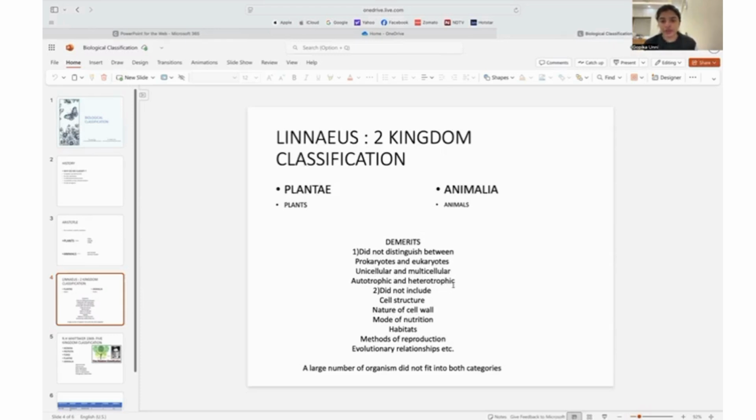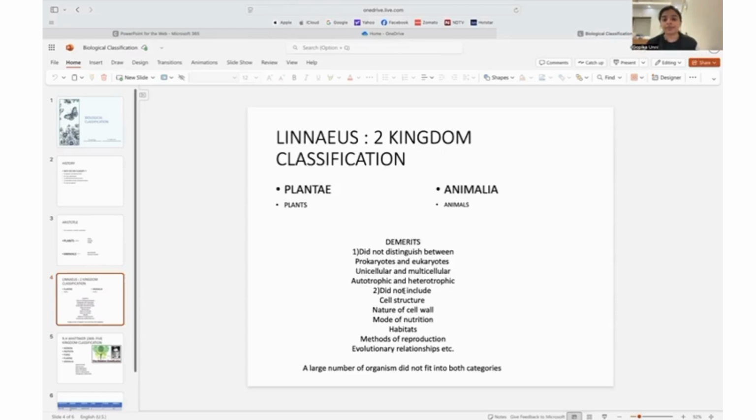So autotrophic and heterotrophic, these are all separate topics. I'm just giving you a gist. The demerits are that he did not distinguish between any of these, whether they are prokaryotes or eukaryotes, unicellular, multicellular, autotrophic or heterotrophic. Hope it's clear till now.